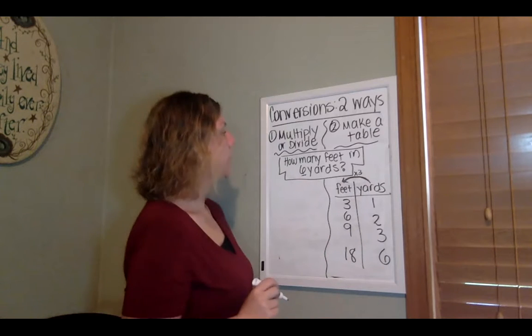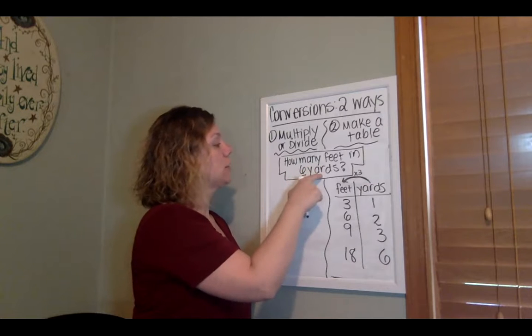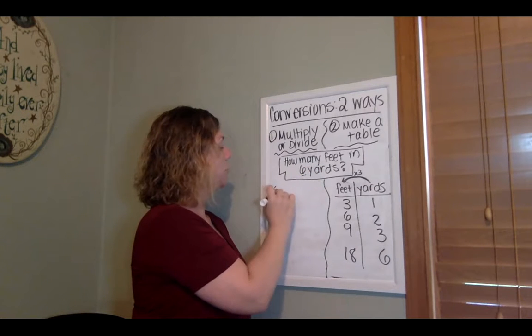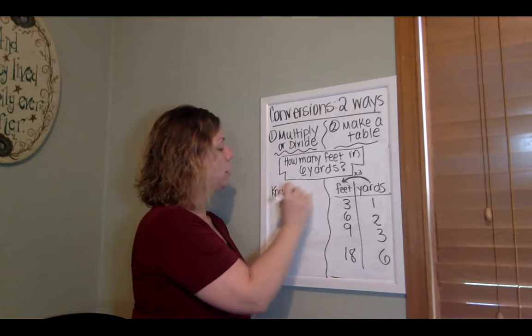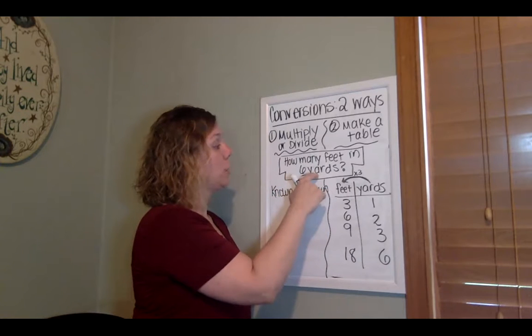Now, how would I go about doing this the multiply or divide way? Well, I'm going from yards, which is my known. So you always remember, you're going from your known to your unknown. My known is yards.